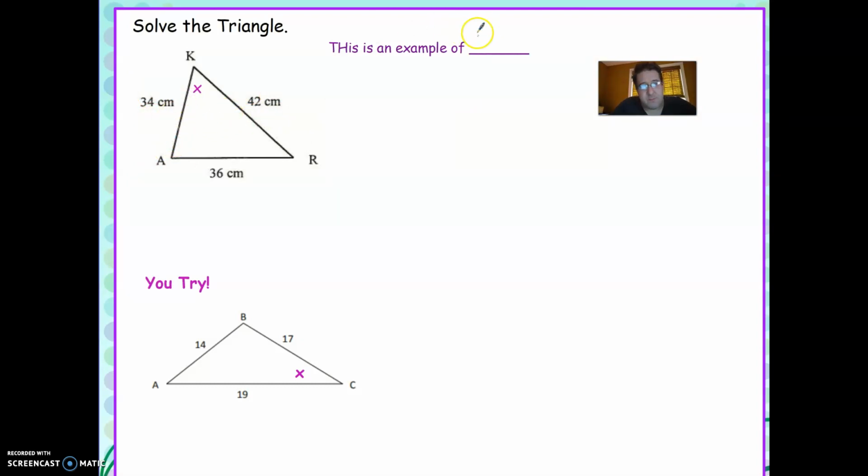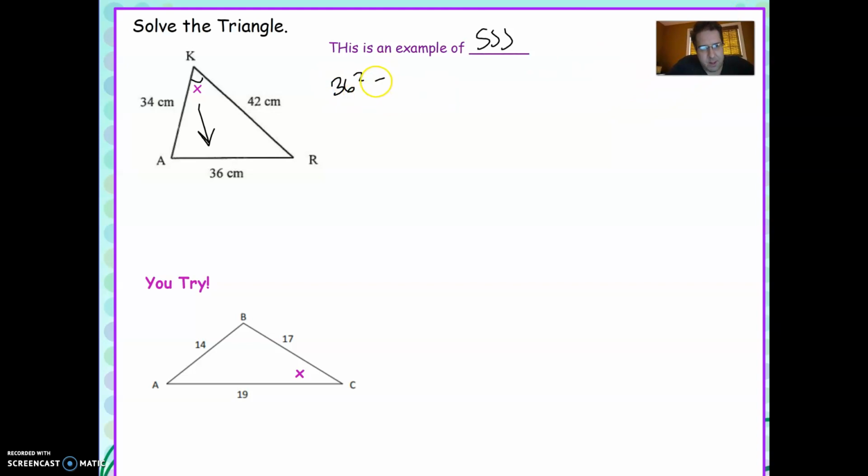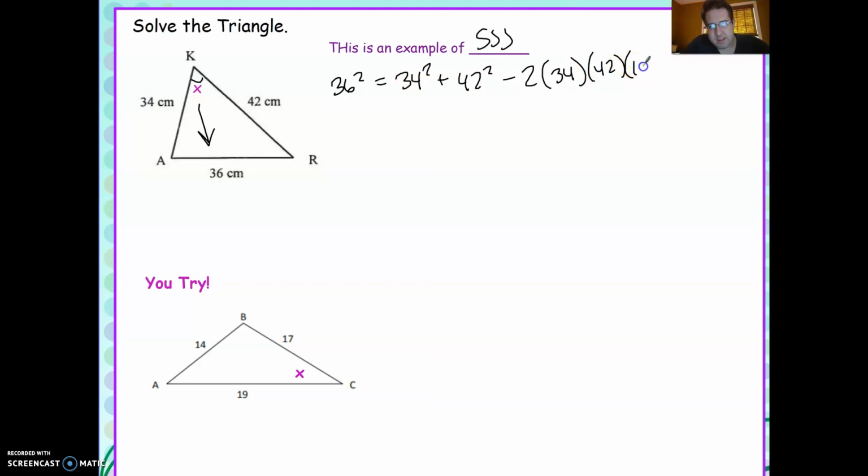Okay, so look at this. This happens to be an example of side, side, side, which is not the same as what I just did. So remember, this is the angle that we're trying to find. So opposite of it would be the C squared. That would be 36 squared is equal to 34 squared plus 42 squared minus 2 times those same two sides. Be careful here. Don't put 36 because it's those same two sides that you put right here, times 42 times cosine of x.